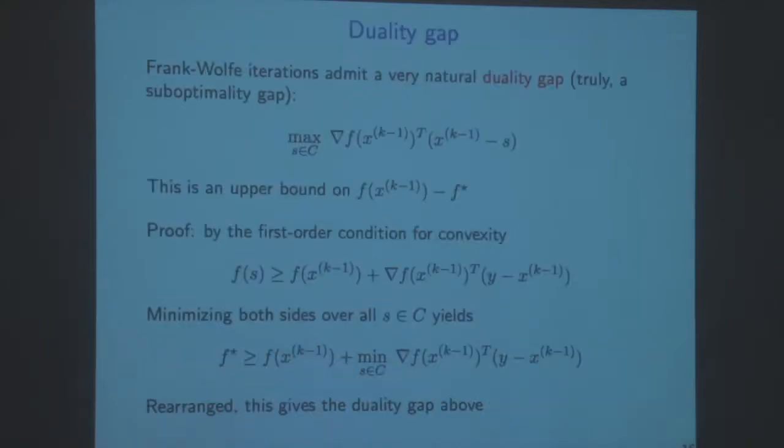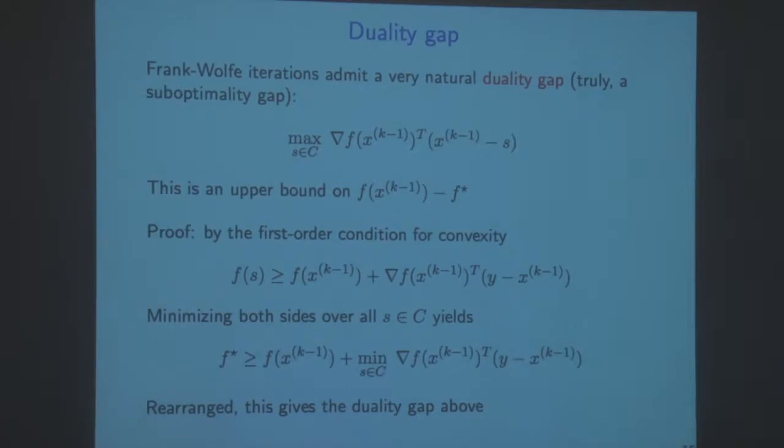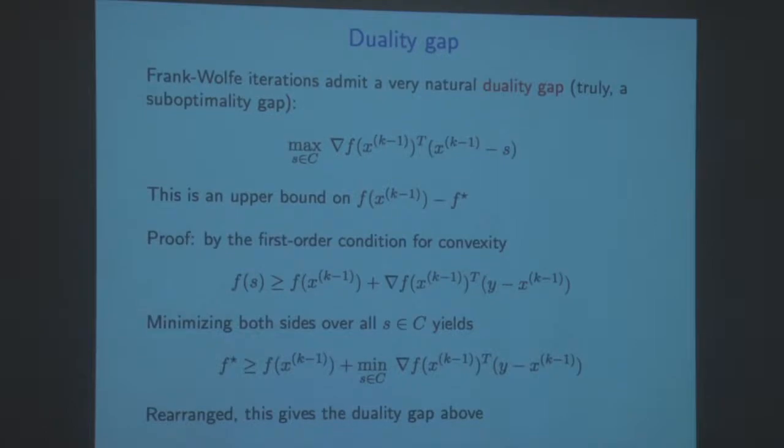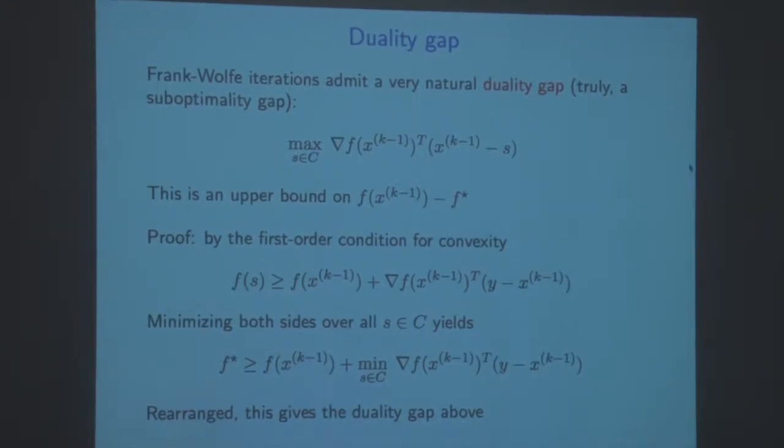So before we talk about the convergence rate, let's talk about a very important property of the Frank-Wolfe iterates, which is that they admit a very natural duality gap. It's actually a suboptimality gap, but I'm calling it a duality gap for a reason. I think this could have been known earlier, but certainly in Martin Jaggi's PhD thesis, this was featured very prominently. So at least I'll attribute it to him for now.